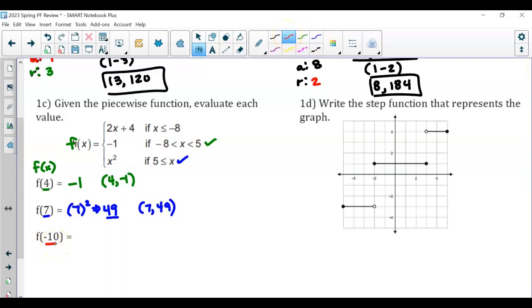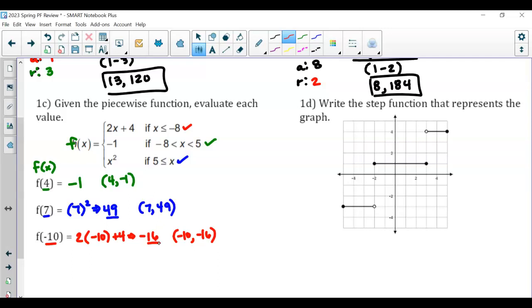So then the last piece, -10. So is negative 10 less than or equal to negative 8? Yes. So this is 2 times x plus 4, or 2 times negative 10 plus 4, which is equal to negative 16, which means that the point negative 10, negative 16 is on the graph. So again, it's taking that x and finding the y value, the output.